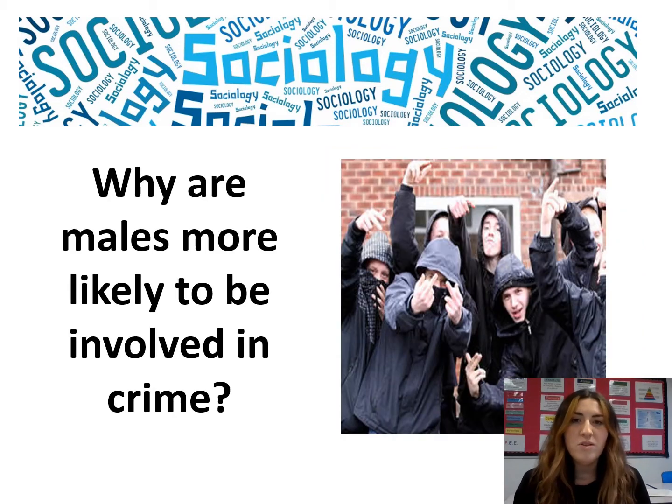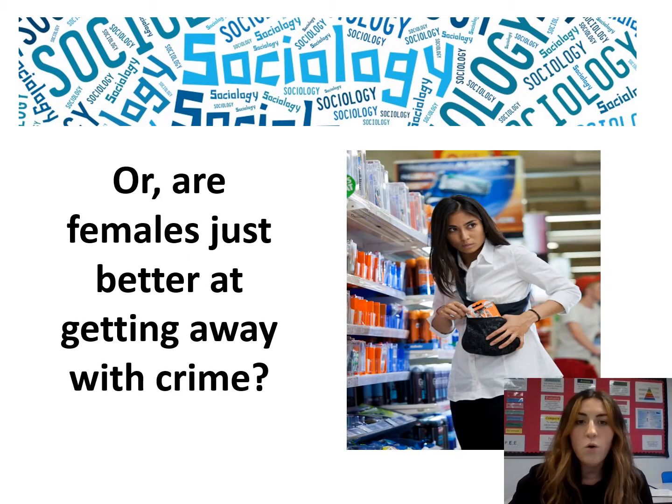So one of our modules is called Social Construction of Crime and Deviance. So we're going to ask questions like, why are males more likely to be involved in crime? Or maybe it's just that females are better at getting away with crime. So we'll look at the social construction of these things. We'll look at the causes of crime, the explanations, the forms of social control and the methods used to try and stop crimes from happening.